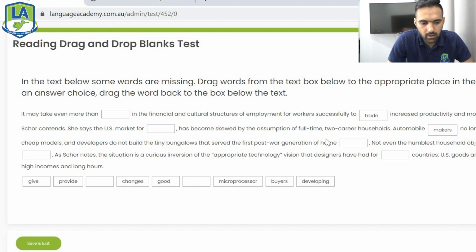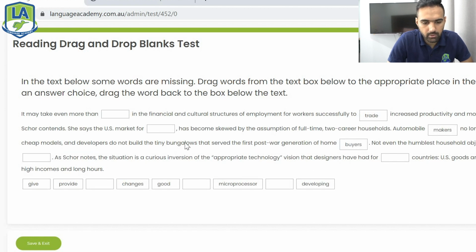Makers no longer manufacture cheap models, and developers do not build the tiny bungalows that served the first post-war generation of home. Okay, if I'm making a bungalow and I'm serving you, you are my buyer. So you are my home buyer, home buyers, because they do not make small houses to serve the generation which they used to serve, the first post-war generation.